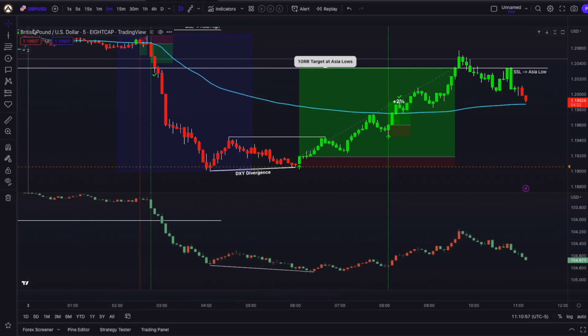Because the British pound right here on this chart is pegged to the US dollar, in a perfect world we should have also seen a lower low here on the pound US dollar chart, but we did not get it. That makes it a valid DXY divergence.